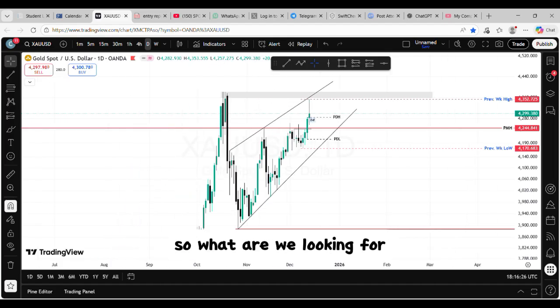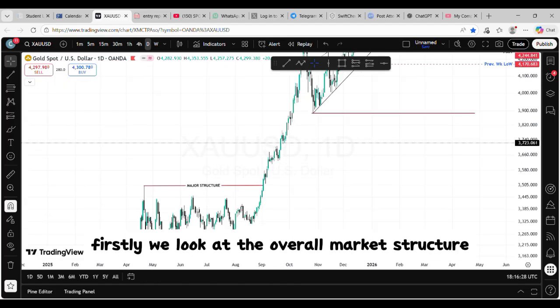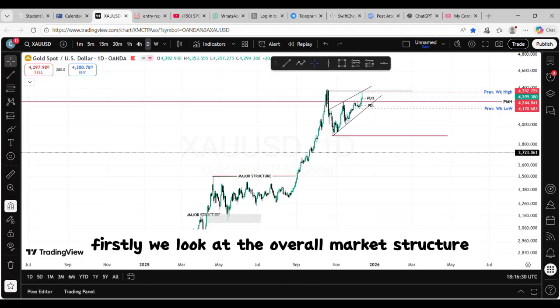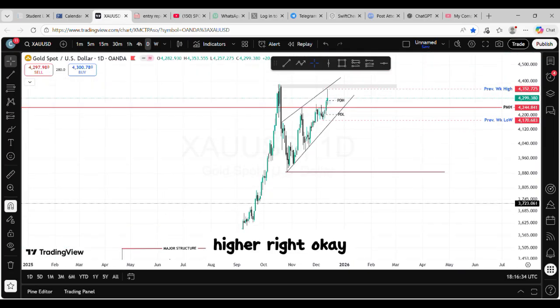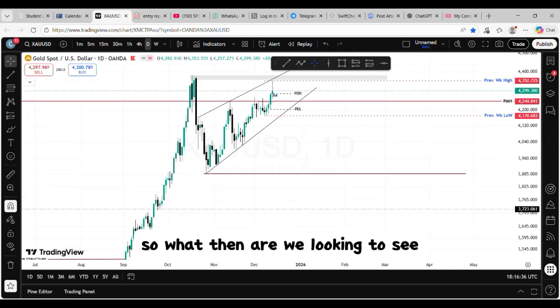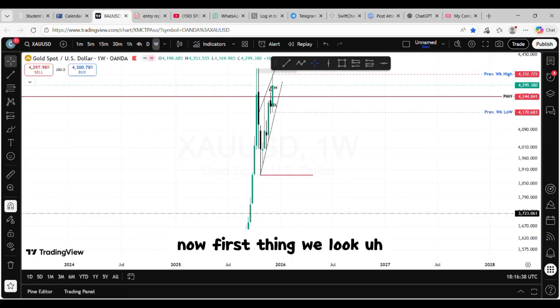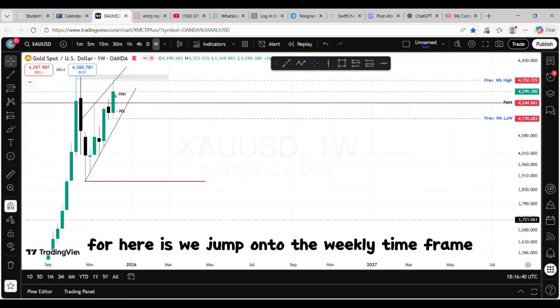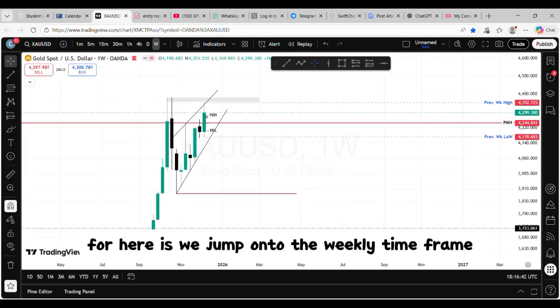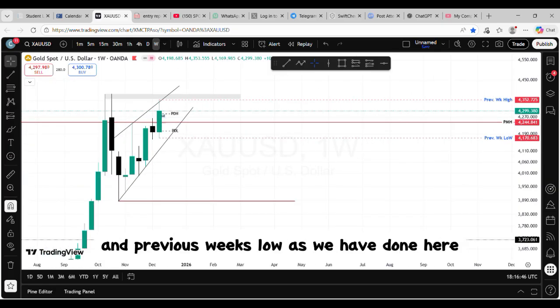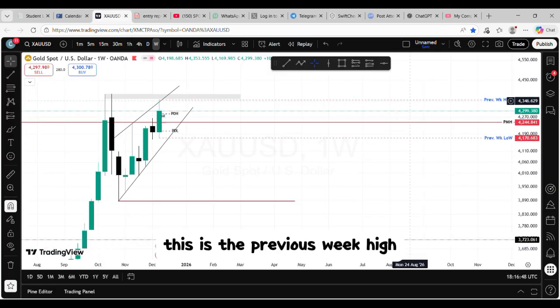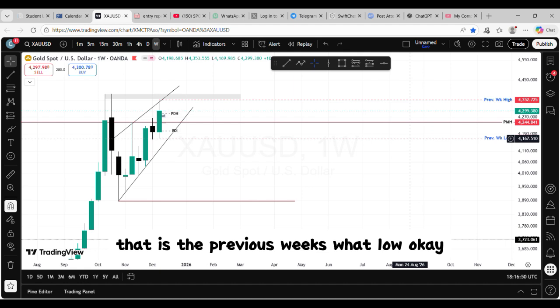So what are we looking for? Firstly, we look at the overall market structure. Clearly, the market is trending higher and higher. Now, the first thing we look for here is we jump onto the weekly time frame and mark our previous week's high and previous week's low, as we have done here. This is the previous week's high, and that is the previous week's low.